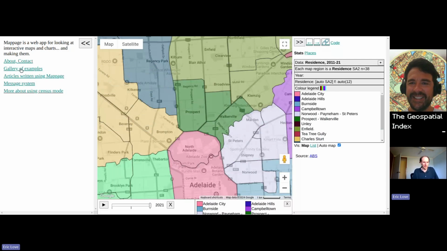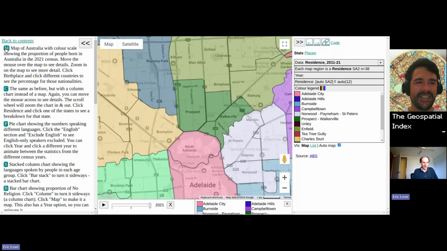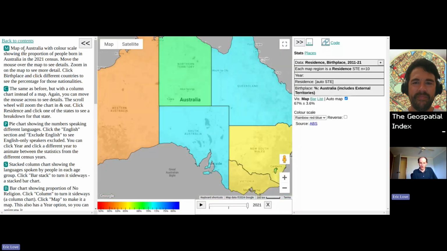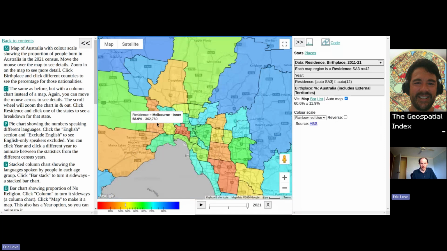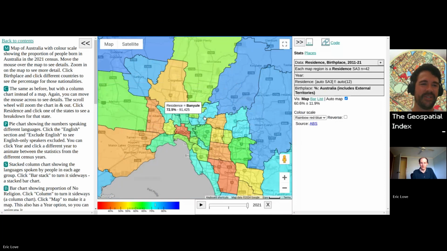So if we go to gallery of examples, I've set up a whole lot of different maps and things here. So this first one uses a color scale and shows what percentage of the residents of each state at the moment were born in Australia. Fascinating. Yeah, I've always known about this. We can zoom into say Melbourne, and now we can see how it varies around Melbourne. This is a great way to visualize the cultural diversity in Australia. This is a great tool, Eric.